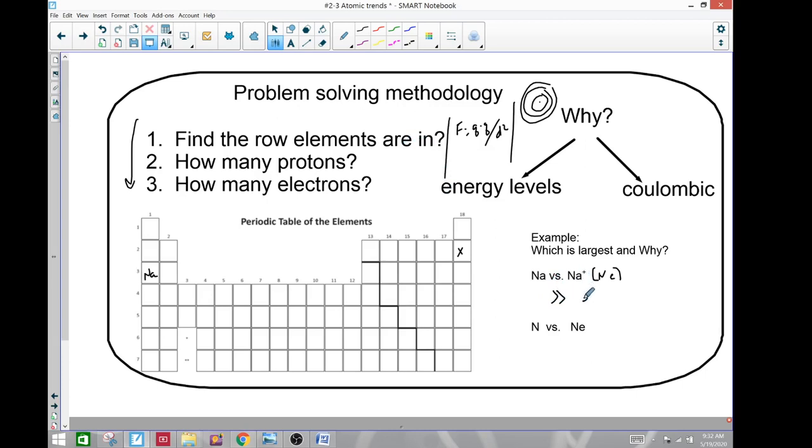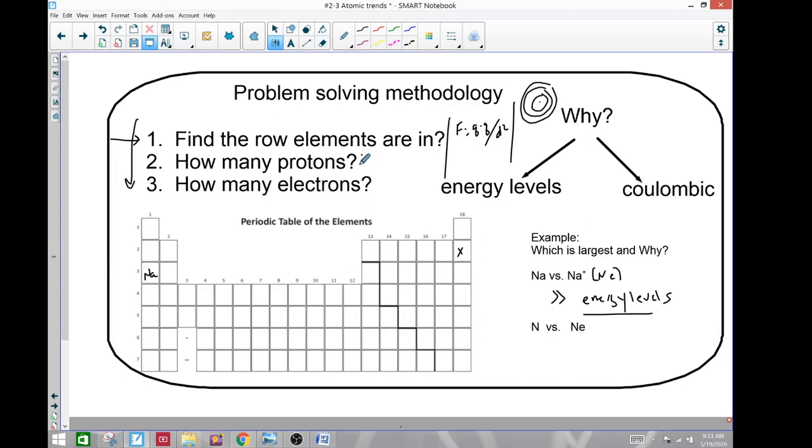Why? Energy levels. And I'm giving a blurb statement here, but you could write a complete sentence to make this clearer that Na has 3 energy levels, Na+ only has 2. Therefore, Na is larger. Alright, so the first thing we do is really just look at the rows the elements are in. This tells us the number of energy levels, which is a huge factor. Alright, what if they're in the same row? Well then, they're similar size.